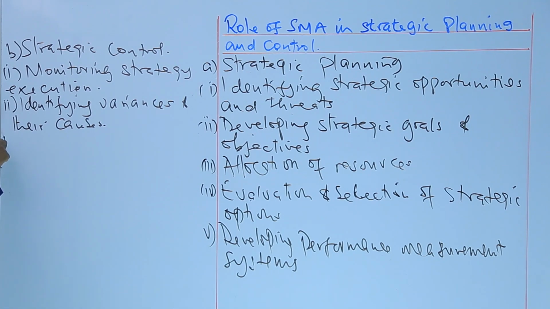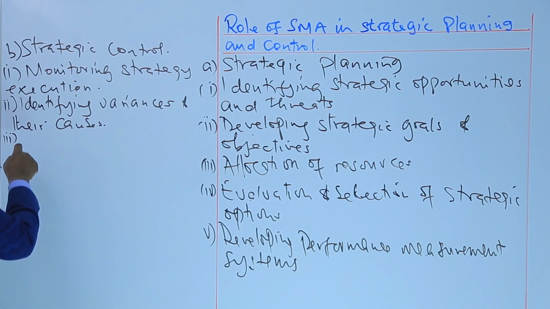Number 3, the third role of strategic management accounting in strategic control is evaluating strategy effectiveness.